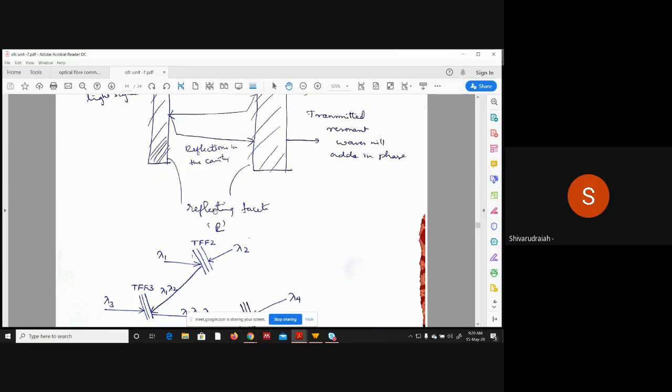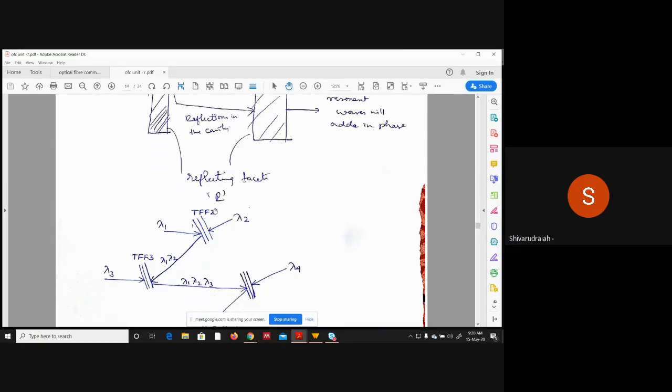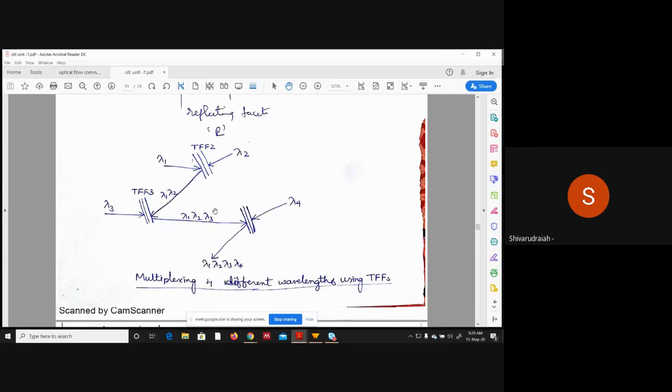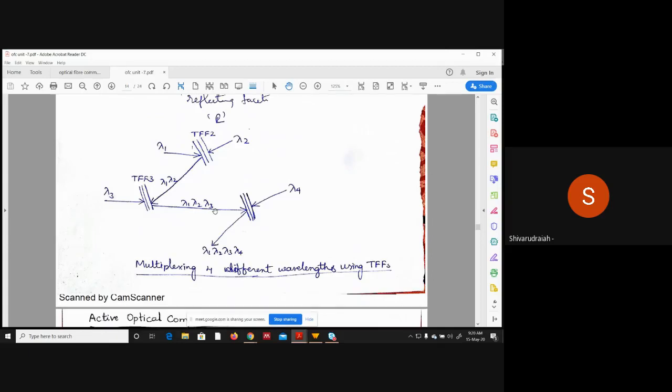So coming to the application of thin film filters, similarly as we discussed for fiber Bragg grating, that is the multiplexing and demultiplexing concept, even a thin film filter can be used in order to implement your multiplexing concept. So here I'm going to discuss multiplexing four different wavelength signals using thin film filters. Okay, so in order to multiplex four different wavelength signals, we require at least three thin film filters. Okay, so let me take this first thin film filter. I've named it as TFF2. Please look into the numbers of the thin film filters which are represented here.